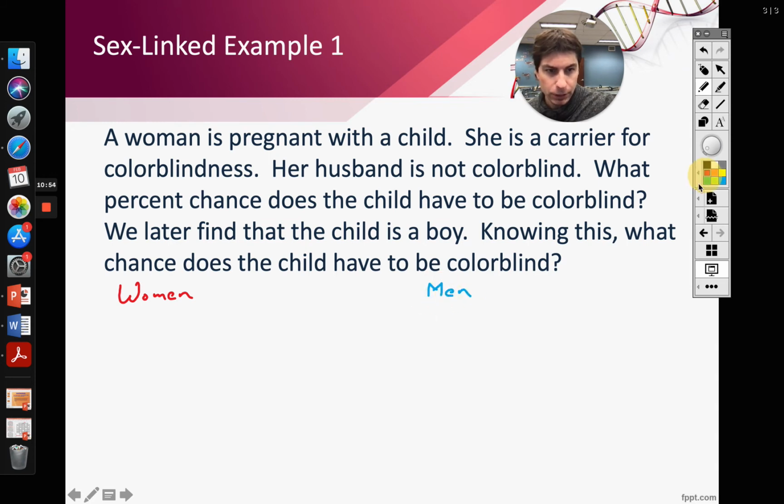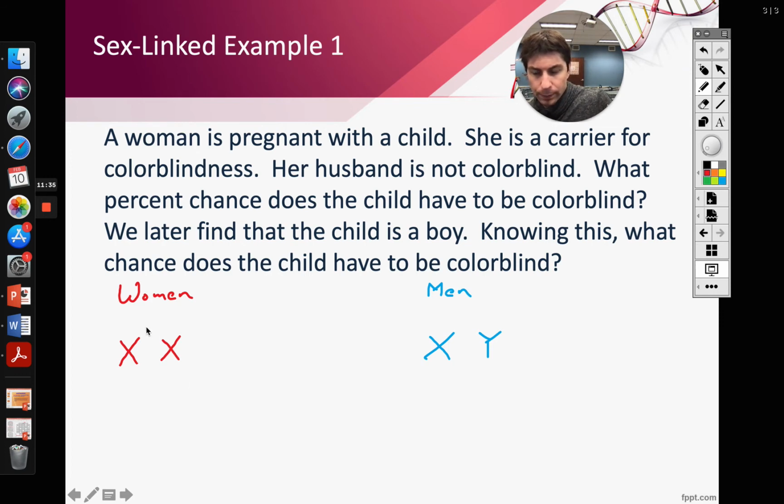Okay, so a woman, X, X, men are XY. Now, all this stuff, like I said, guys, is only carried on the X. So, here's what we're going to do. Color blindness. This is sex-linked recessive. If you have a recessive genotype, you will be colorblind. So, this goes right back to complete dominance. We're just going to do complete dominance with sex-linked. There's nothing more we're going to do with it.